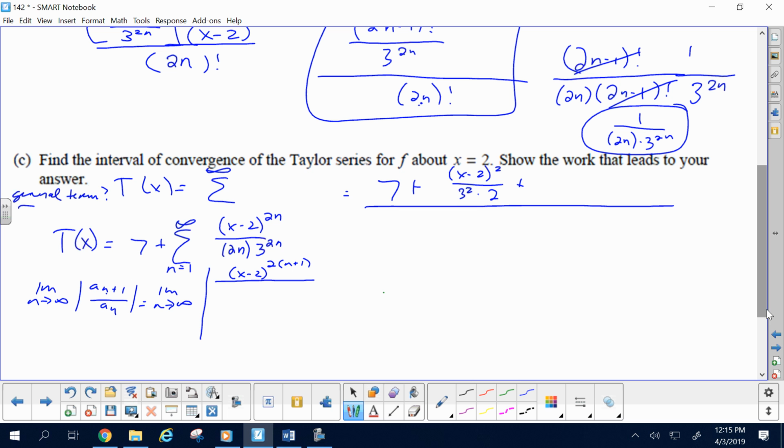The bottom is 2n. Are you okay if I wrote 2n plus 2? When I put in an n plus 1 and distribute the 2, it'd be 2n plus 2. Are you cool? And same with the 3 to the 2n plus 2. You understand where all these 2n plus 2's are coming from. Okay, that's the n plus 1th term. The nth term would be the exact same as the general term, x minus 2 to the 2n over 2n and 3 to the 2n.